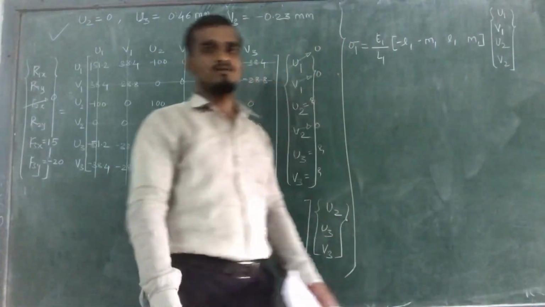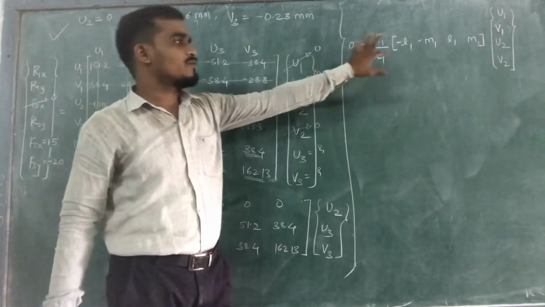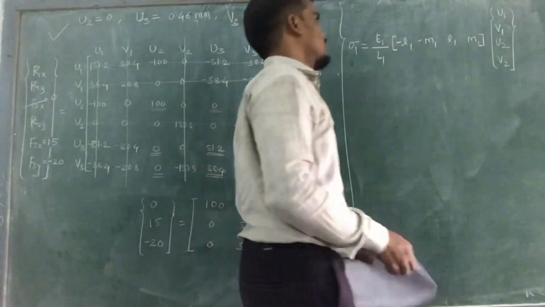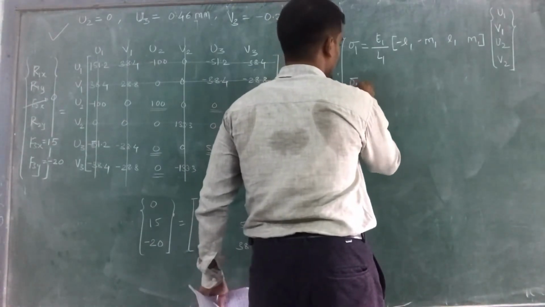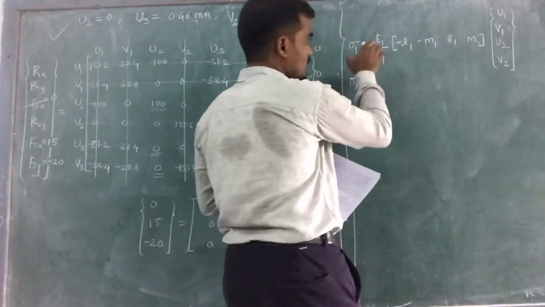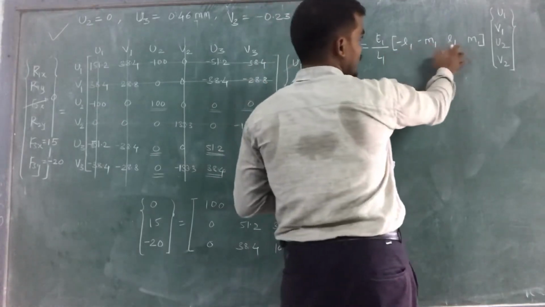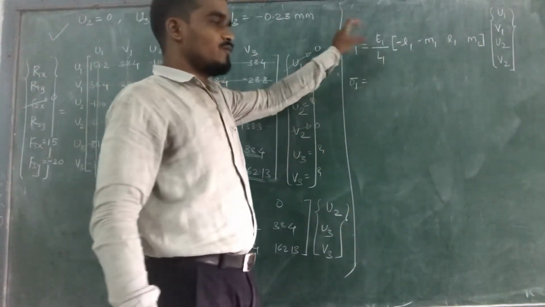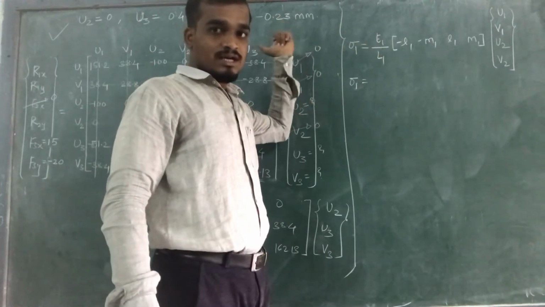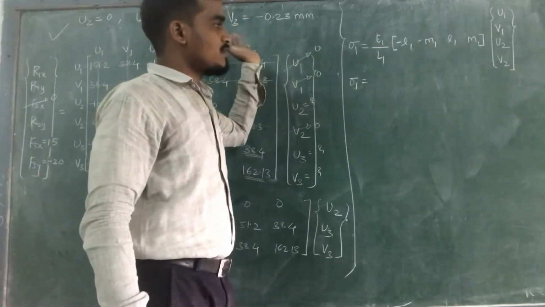So by using this stress formula you can find out the stress value, sigma 1, by putting in all these values. Now L1 and M1 are nothing but cos theta and sin theta. These values you will get from the first table because we determined all these values.